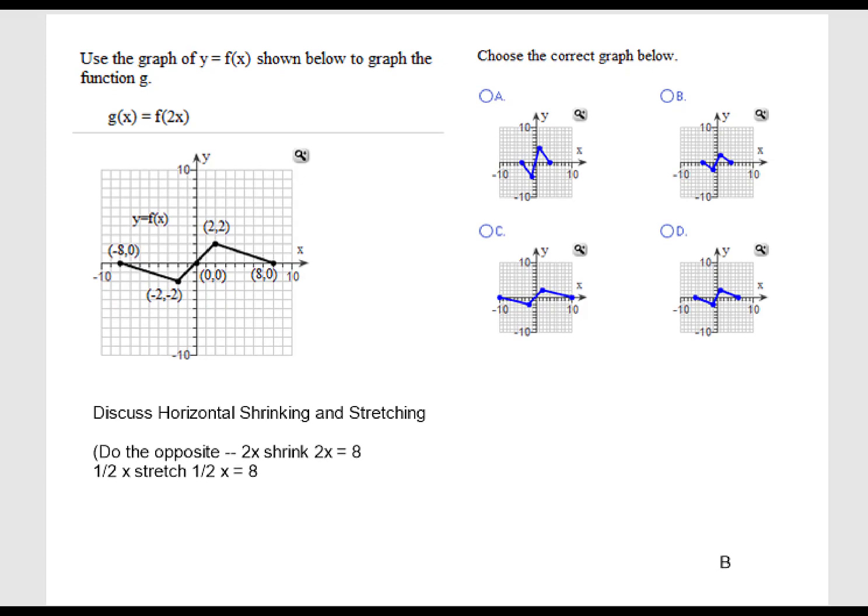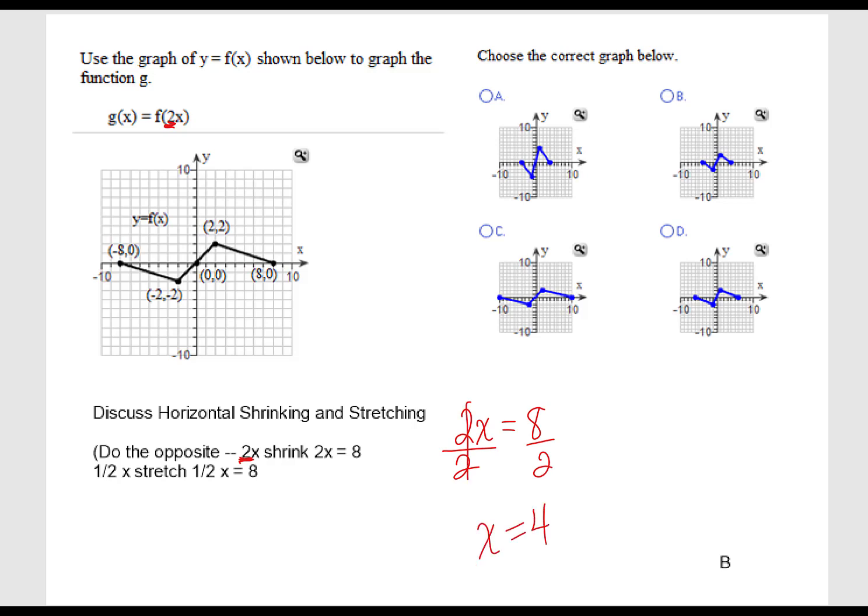So with horizontal shrinking and stretching, you're going to have the opposite of what you think would happen. Here, if there's a coefficient that's greater than 1 in front of the x, so now we're talking about inside the function, x would actually become less, and this is why. If x before was equivalent to 8, now 2x would be equivalent to 8, and that would take 8 down to 4 now.